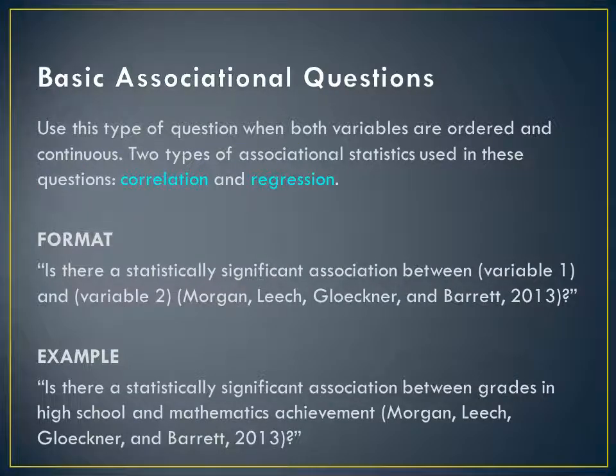For basic associational questions, we are looking at variables that are ordered and continuous. There are two types of associational statistics used when we write these questions or analyze these questions, and that is correlation and regression. The format is as follows. Is there a statistically significant association between grades in high school and mathematics achievement? Notice that I did not mark an independent and dependent variable here, and that is because it really does not matter when you are looking at a basic associational question.